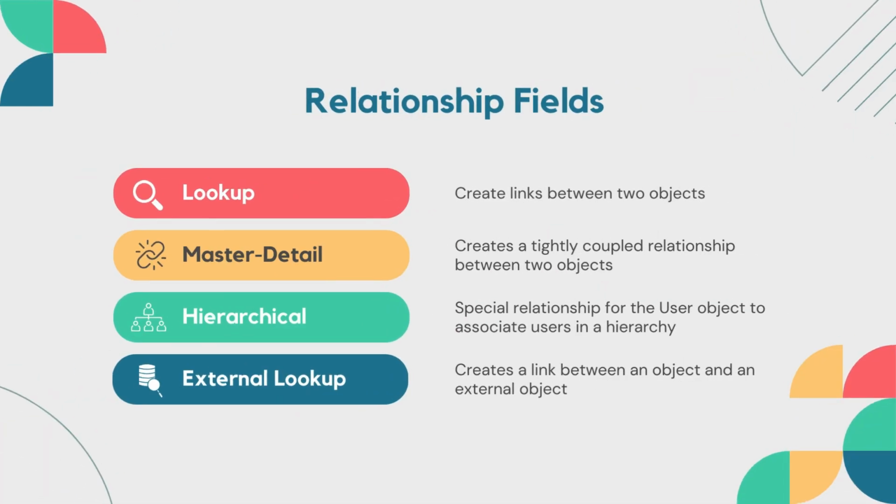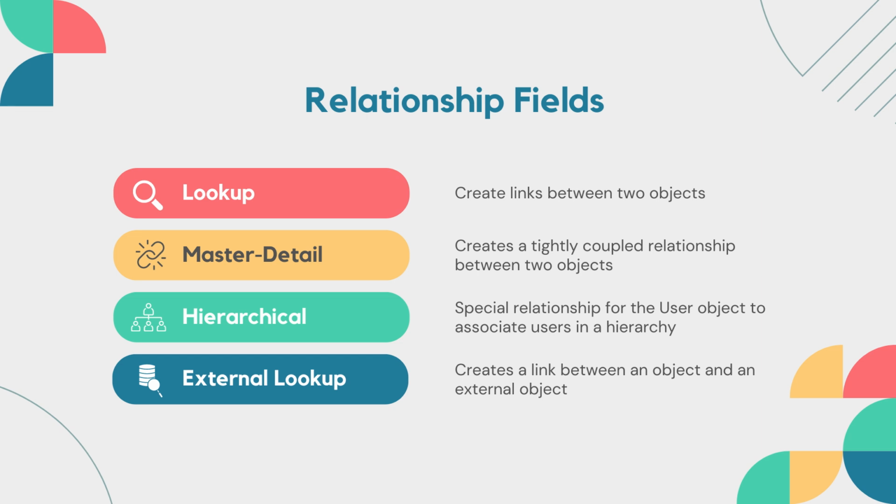Relationship fields. These types are similar to the foreign keys in the database tables, using which we can link records of an object to the records of the other objects. There are four types of relationship fields in Salesforce. Lookup relationship allows us to create a link between two Salesforce objects. Master detail relationship is used to create a tightly coupled relationship between two Salesforce objects. This is similar to lookup relationship but provides more functionalities.